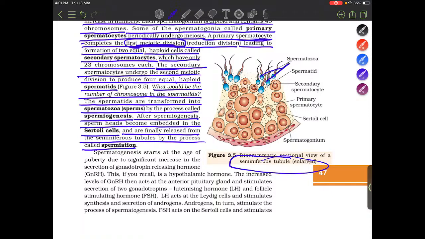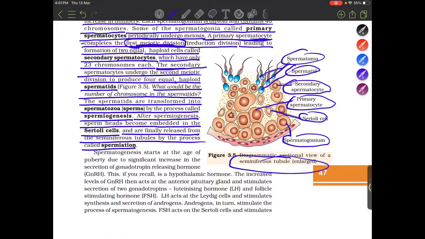So here is a sectional view of seminiferous tubules enlarged. These are spermatozoa. These are spermatids. These are secondary spermatocytes, and these are primary spermatocytes. These are Sertoli cells, and these are spermatogonia.